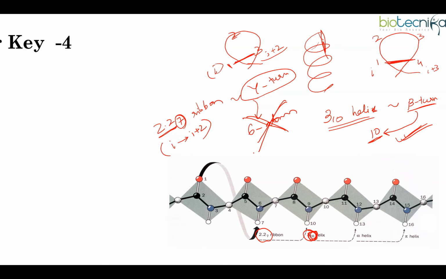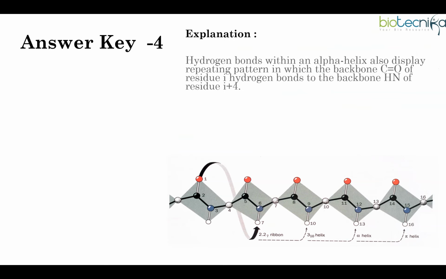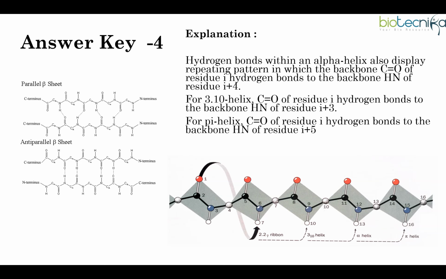Got it? Now regarding the parallel and anti-parallel beta sheet, they have said that parallel beta sheets have evenly spaced hydrogen bonds, but they are present at an angle. So as you can see in parallel beta sheet, you have evenly spaced, but non-linear hydrogen bonds. That's the reason why the parallel beta sheet is an unstable structure, as the hydrogen bonds are non-linear.